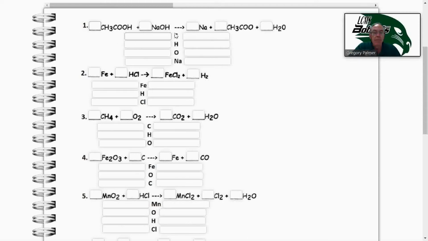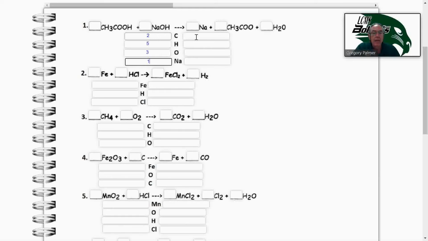We're going to start off by counting the atoms on each side, and I gave you this little area down here to work on things. So we look in here, we have one carbon, and then there's 3, 4, 5 hydrogens. And then there's 2 carbons, okay? And then there's 1, 2, 3 oxygens, and then there's 1 sodium.